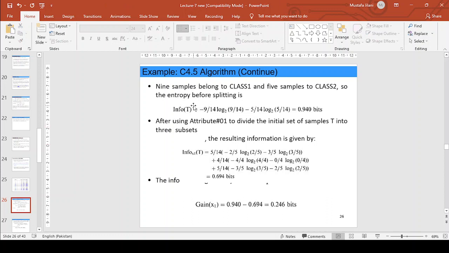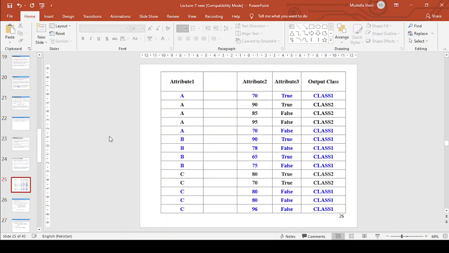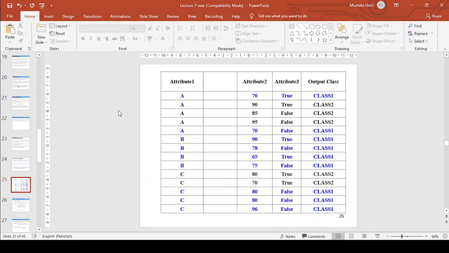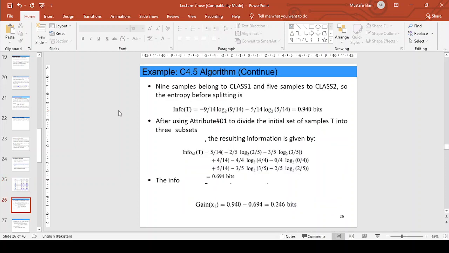After using attribute 1, suppose, in the decision tree you have to try one by one: attribute 1, then attribute 2, then attribute 3. In this tournament we will see which one is the winner, and that winner will be the top node, and the data will split based on that top node.